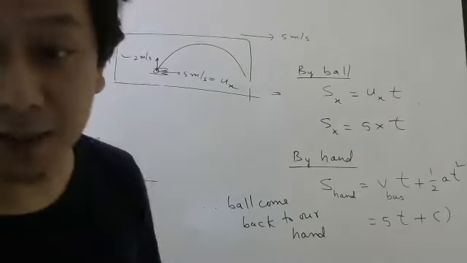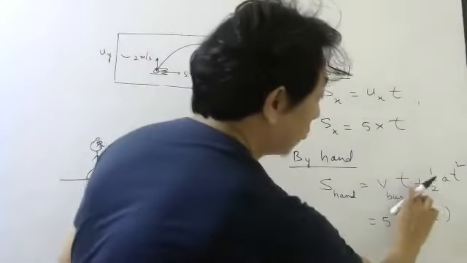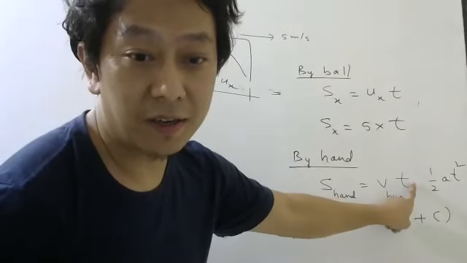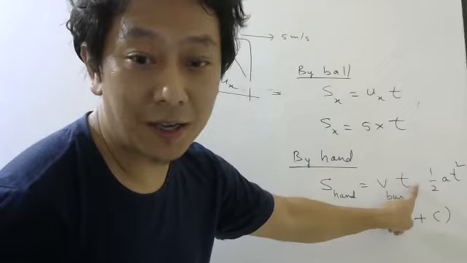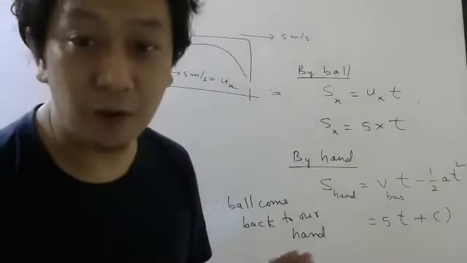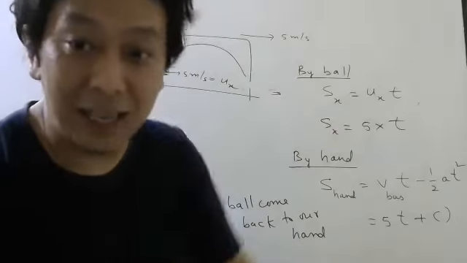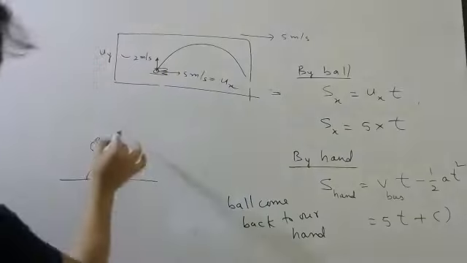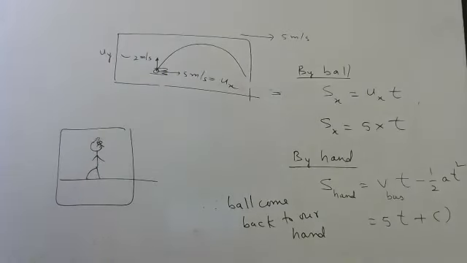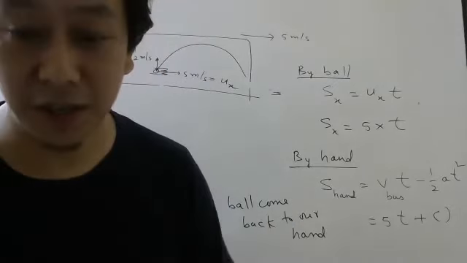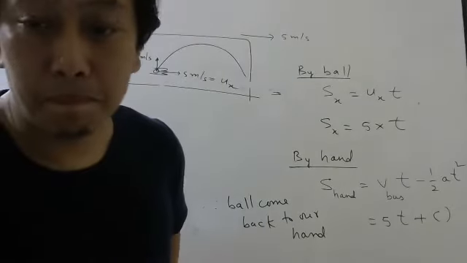Similarly, what if he applies brakes? If he applies brakes, what will I write here? Minus, because acceleration will be negative now, whatever number it is. So now it means what? Hand will cover less distance, ball will cover more distance, as seen by this observer. So this is something very important. I hope everybody understood, right?